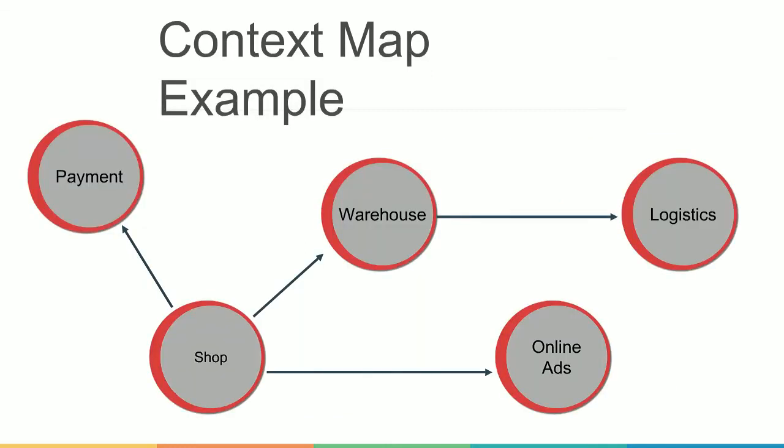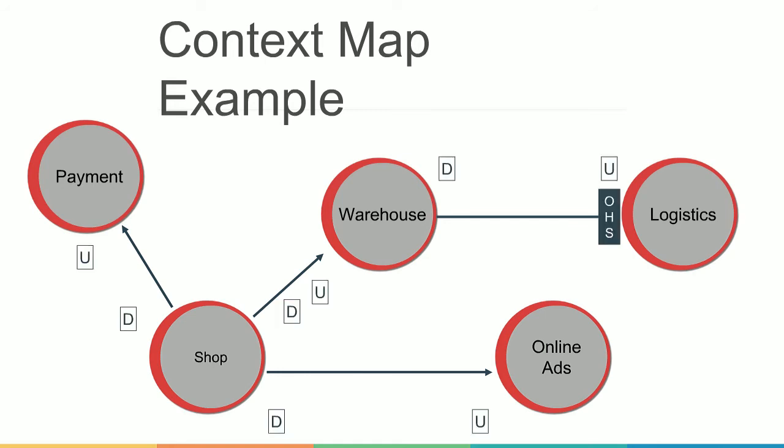Now, so far for the theory, let's take a look at an example. Here we have, let's say, a really tiny and lousy e-commerce system consisting of 5 bounded contexts: payment, warehouse, logistics, online ads, and the shop. Now, these are calling each other. There are communication flows going around. So far, we only see call stacks here. So shop is calling payment, shop is communicating with warehouse, warehouse is somehow communicating with logistics, and shop is also communicating with online ads.